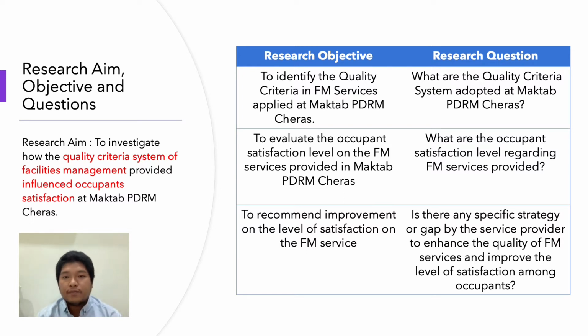As for research questions, I have three also, which are related to the research objectives. For the first research question, based on the first research objective to identify the quality criteria, the question would be, what are the quality criteria system adopted at Maktab PDRM Cheras? Same goes to my second research question, based on the second objective: what is the occupant satisfaction level regarding FM services provided? And the third question, is there any specific strategy or gap by the service provider to enhance the quality of FM services and improve the level of satisfaction among occupants?